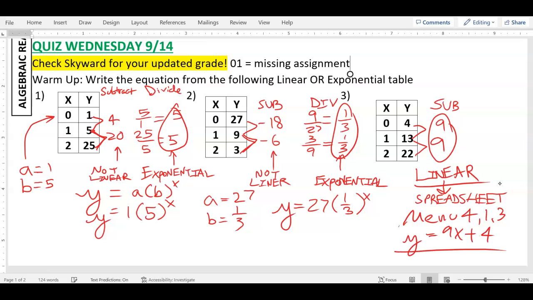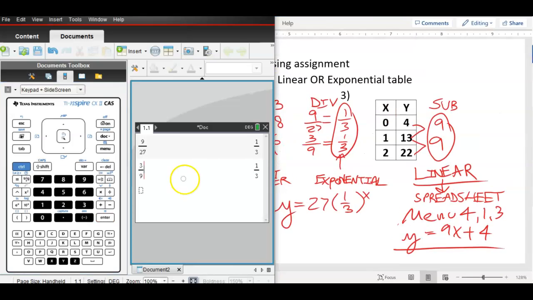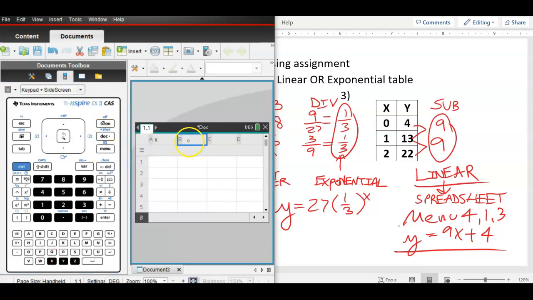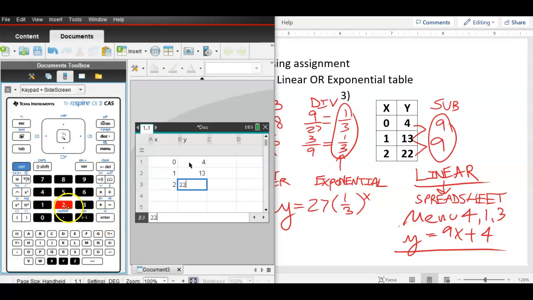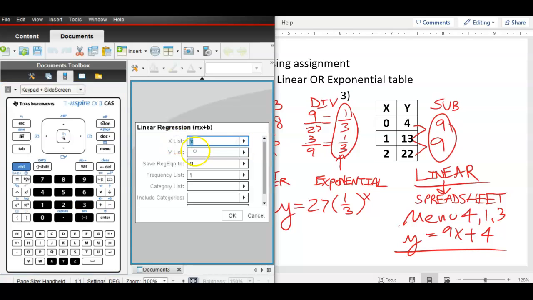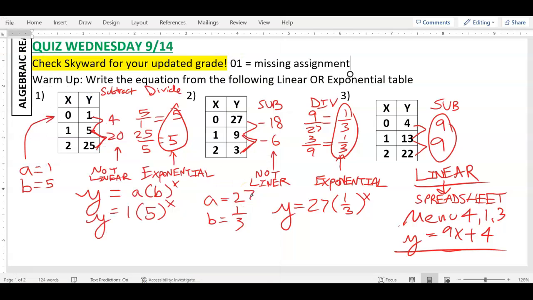I'm telling you what you would get. But you go in here, new document, don't save. Remember, x and y always go on the very top. You put in your numbers here. Menu 4, 1, 3. X must be X and Y must be Y. I got M is 9, B is 4, so I can write MX plus B, where M is 9 and B is 4. Okay.